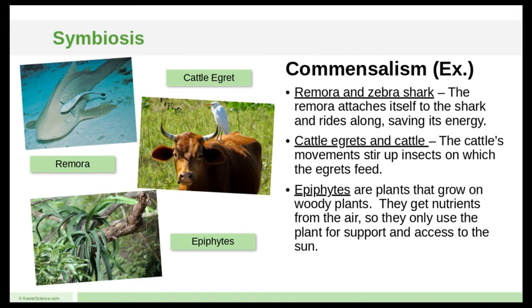Egrets and cattle. The cattle's movements stir up insects on which the egrets feed. So the cow walking around causes some bugs to fly around. The egret's like, yum, get some bites up in here. And then epiphytes. Epiphytes are plants that grow on woody plants. They get nutrients from the air, so they only use the plant for support and access to the sun.